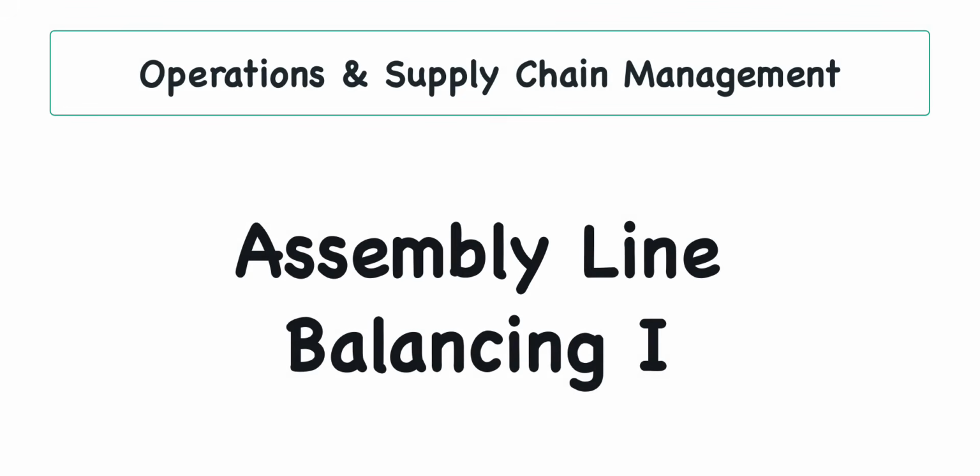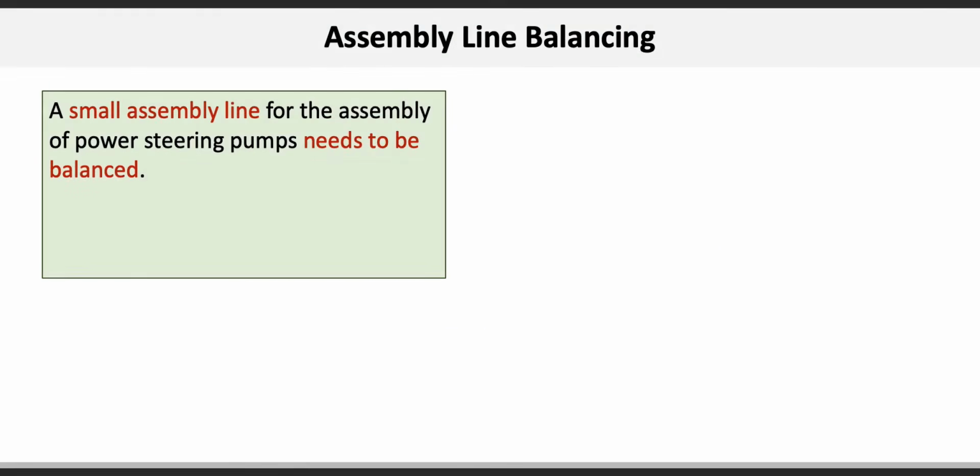This video provides a walkthrough on how to balance an assembly line consisting of 9 tasks using the longest or largest processing time first rule. Here's the data for our problem.